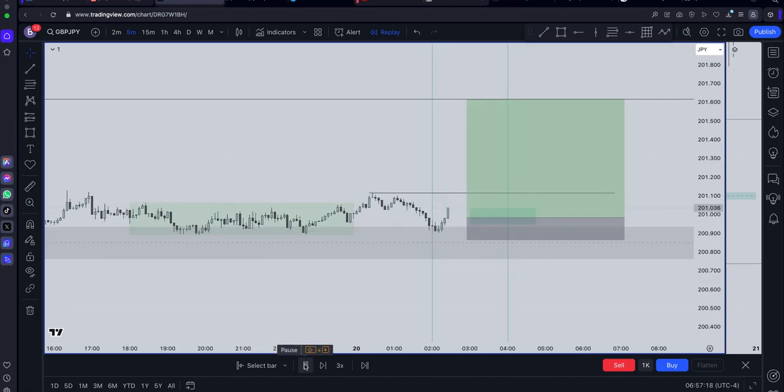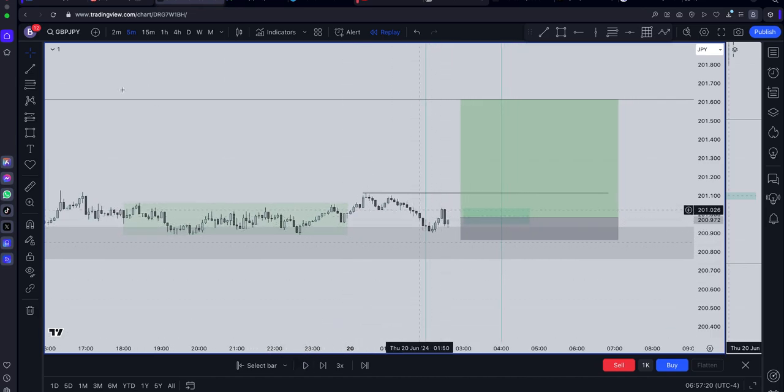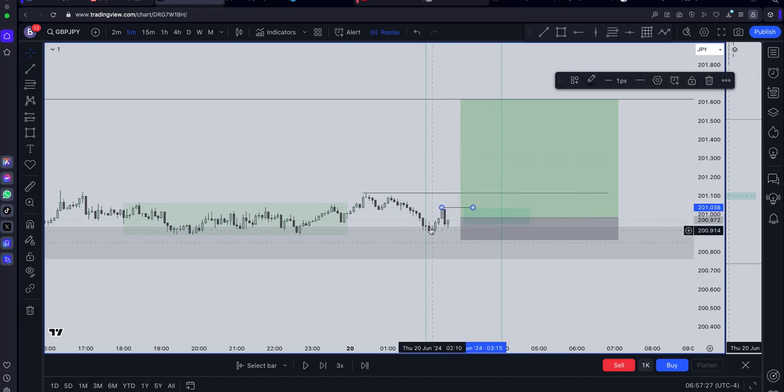So see, we swept here. This is the Q zone. Then you just wait for the structure shift. The structure shift, you can see this is not a high yet. Why is it not a high? Because we didn't take out the low, but I just marked it out. Actually, I need to mark the low first. Okay, let me mark the low.